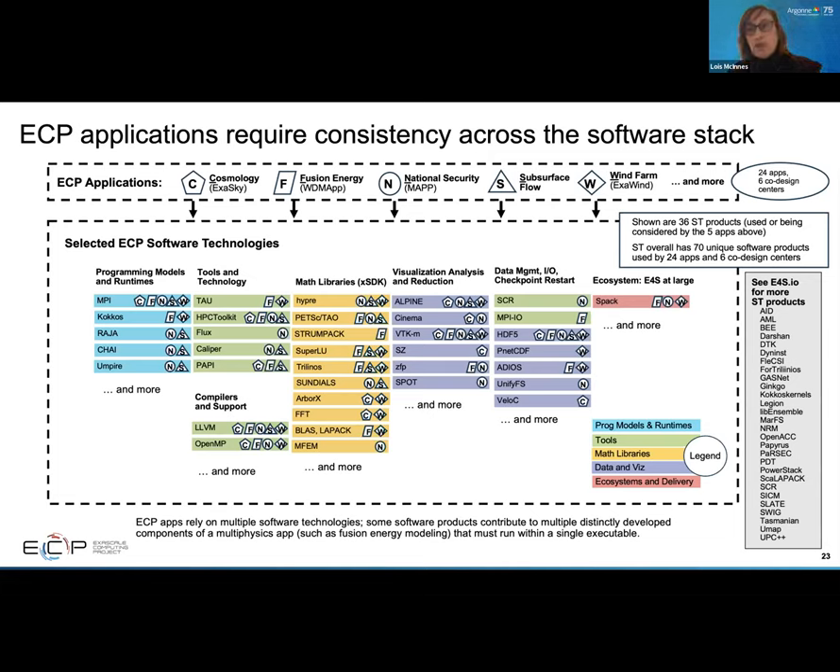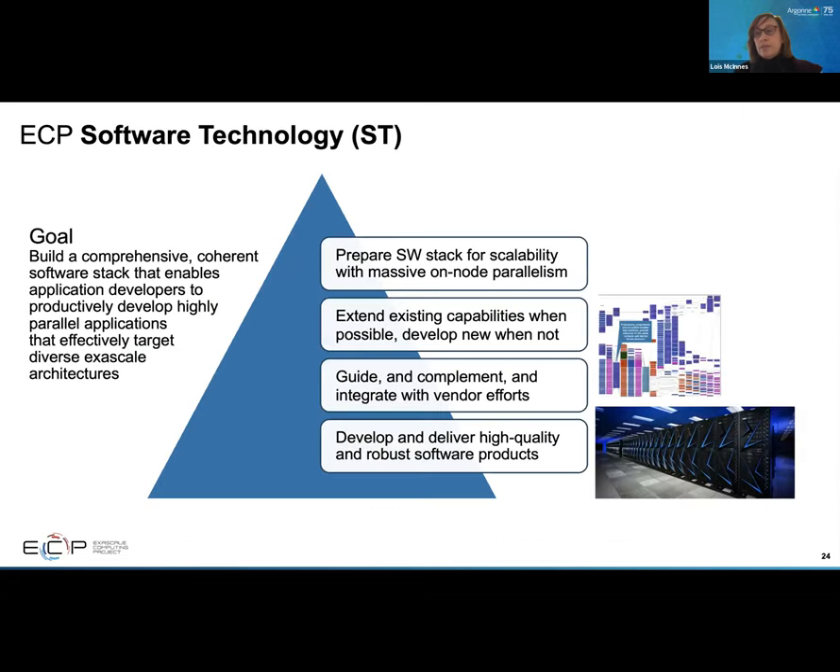For example, in fusion energy modeling, where those multiple components need to run together as a single executable. So this helps us to understand why we really do need to think about our software from an ecosystem point of view so that we have consistency and can be effective.